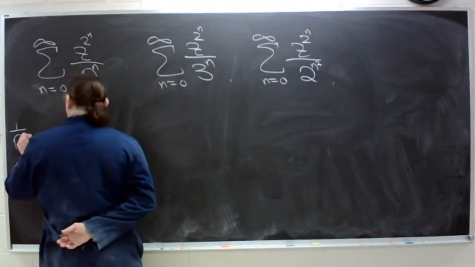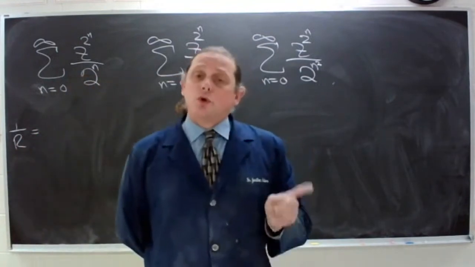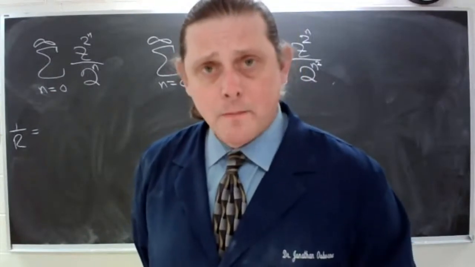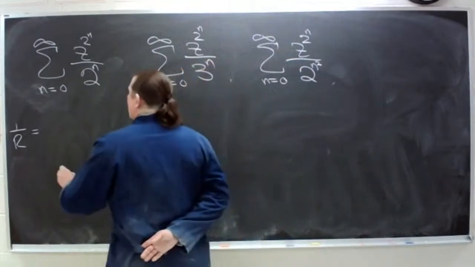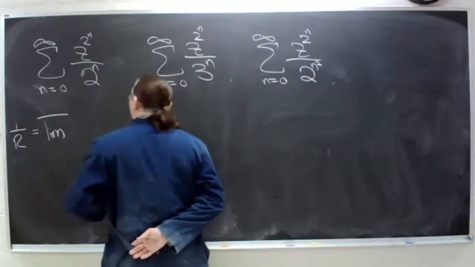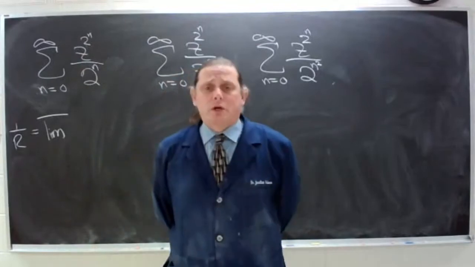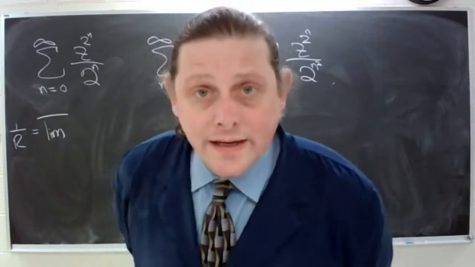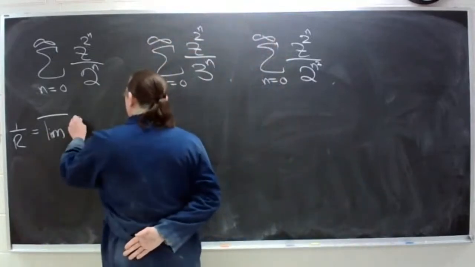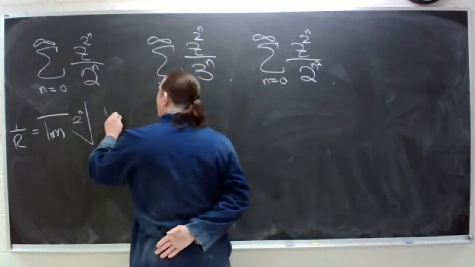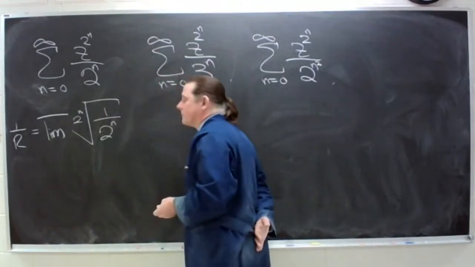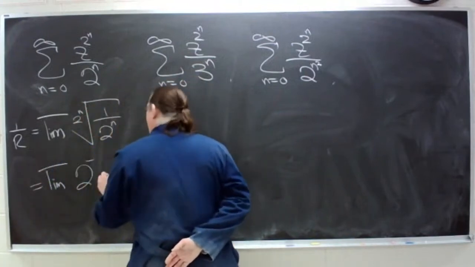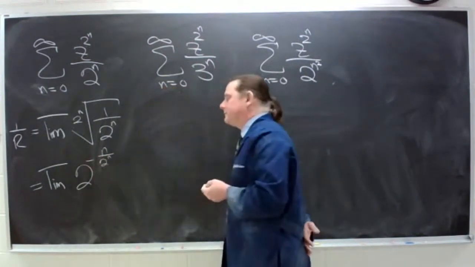We know that 1 over the radius of convergence is equal to the limit superior of a root of the coefficients. Okay? So I'm going to do lim sup of, here, the coefficient 1 over 2 to the n is the coefficient of z to the 2 to the n. So I need to take the 2 to the nth root of 1 over 2 to the n. So that's the limit superior of 2 to the minus n over 2 to the n.